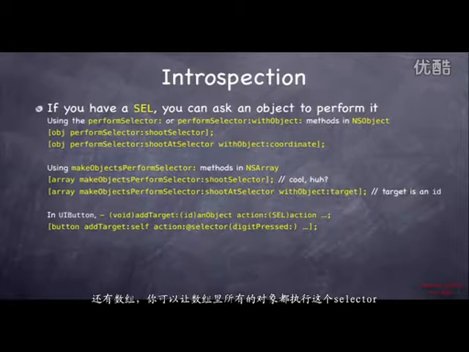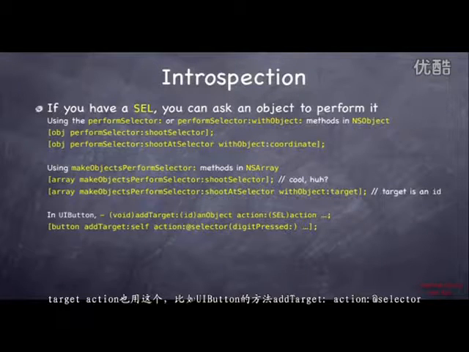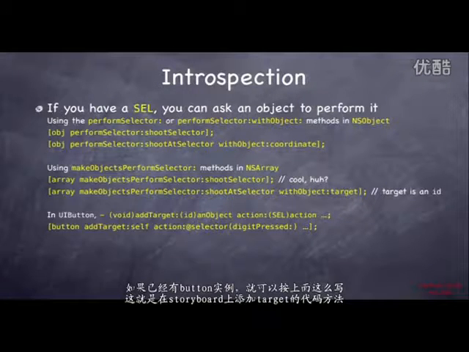Also arrays. You can ask an array, make all the objects in yourself perform this selector, which is kind of a cool feature. And then, of course, target action uses this. UIButton has a method that it inherits from UIControl called addTarget:action: and there are some other arguments. So you have an instance of a button, you say button addTarget: self, the action is @selector digitPressed:. So that would be in code. We could set up that same target action we did with control dragging in our storyboard. Everyone understand that? So that's selectors.